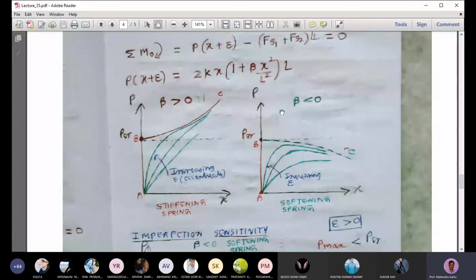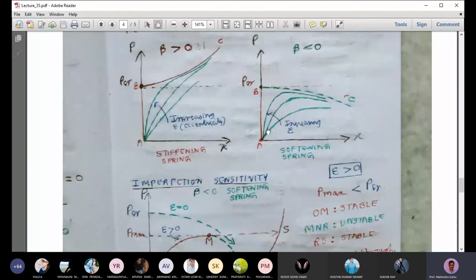Now what will happen with the softening spring? It is a little different. For the softening spring, the bifurcation diagram is like this. From A to B there is pure axial compression, and B to C there are unstable equilibrium positions. So this is the mathematical diagram. B to C is obtained mathematically, and experimentally what we will observe is a curve like this. Again, the arrow shows decreasing epsilon.